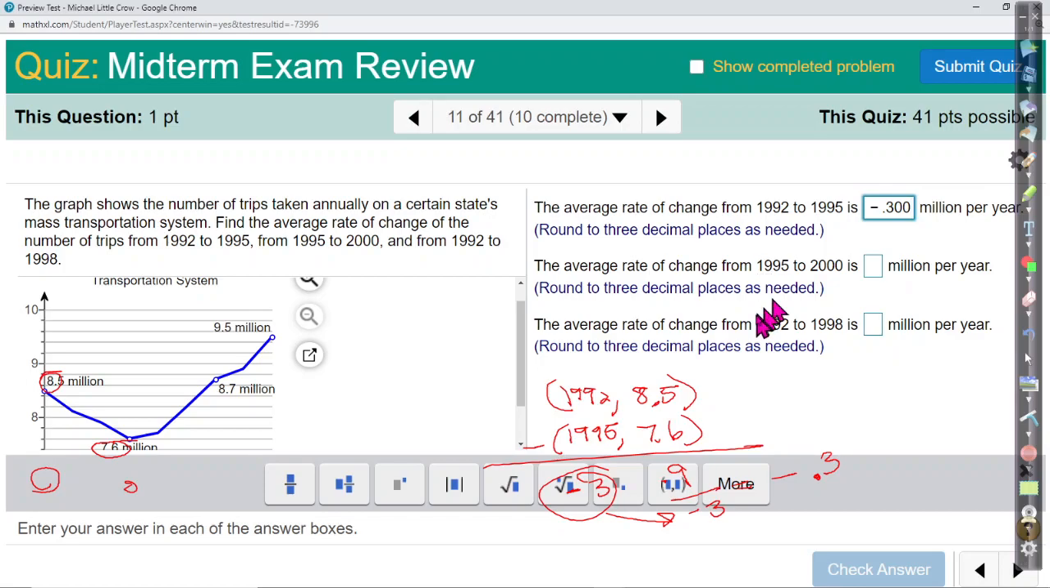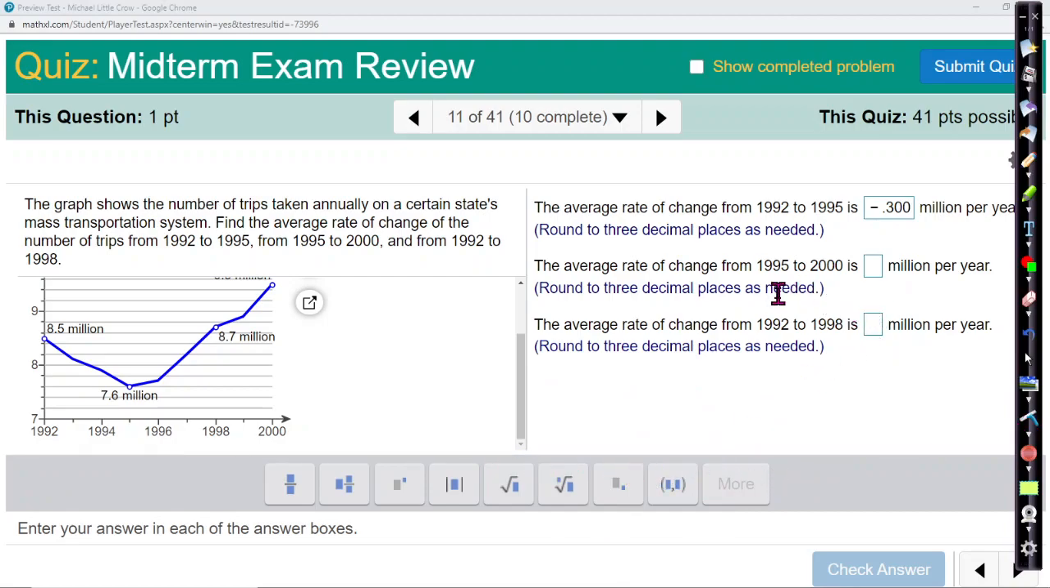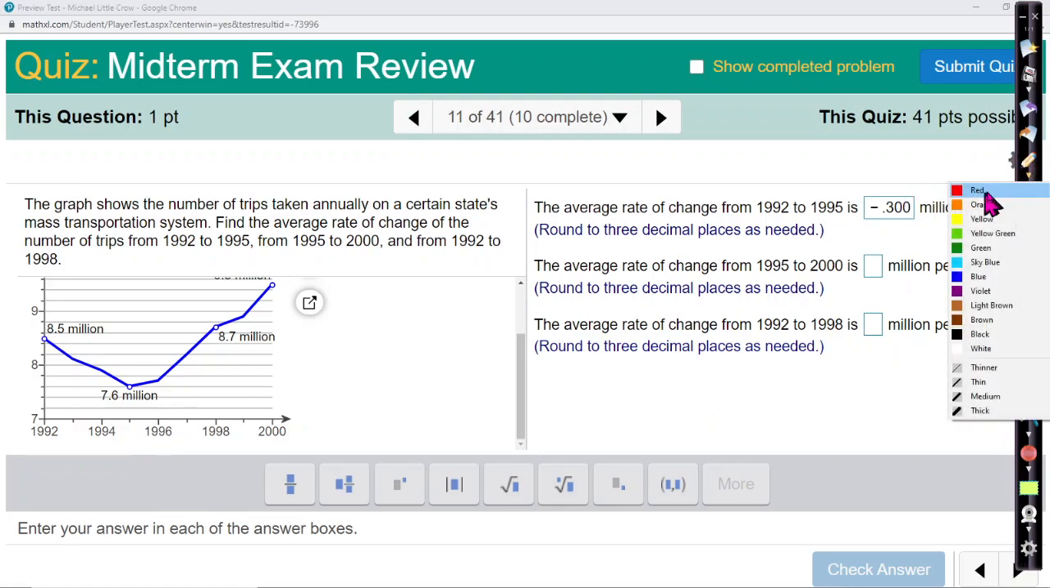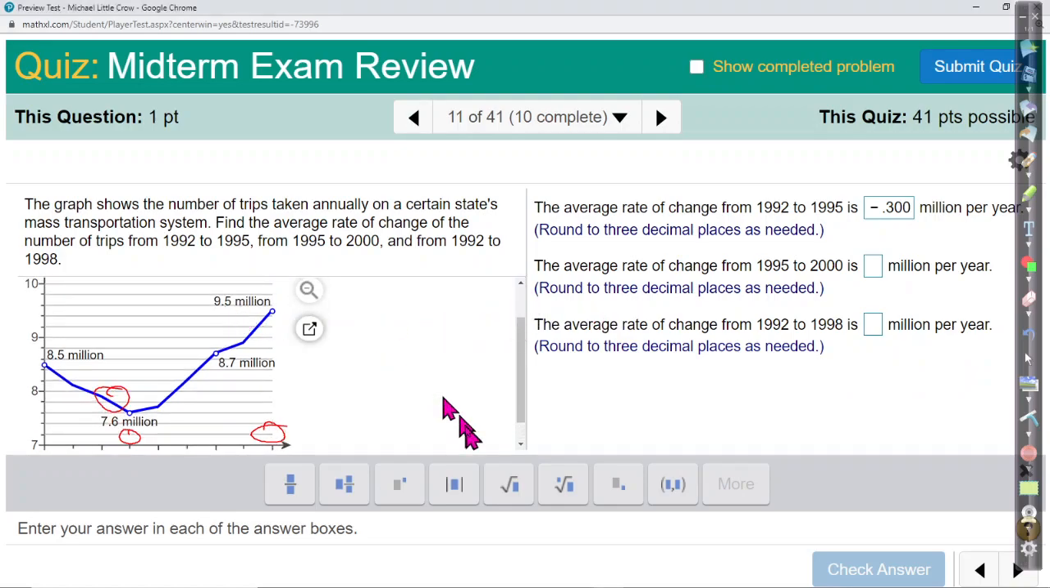The average rate of change from 95 to 2000. So now we come back here. I'm going to clear off all this stuff because we're looking at some new points. Okay, so 95 to 2000. So again, here's our 95. Here's our 2000. This is our y value, right? And at 2000, I guess I could make the graph bigger, but it's going to be 9.5.